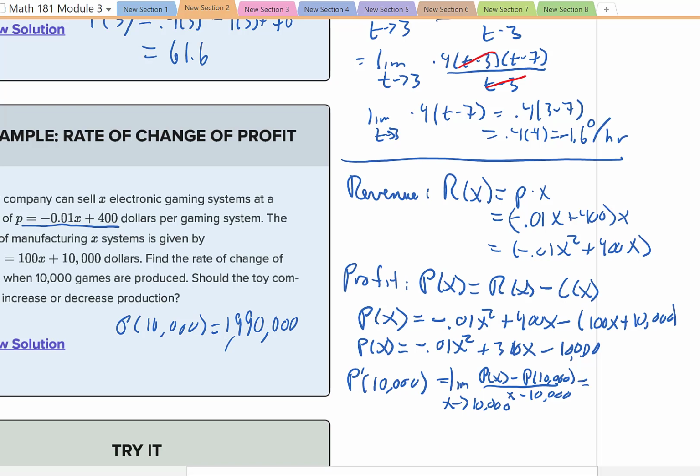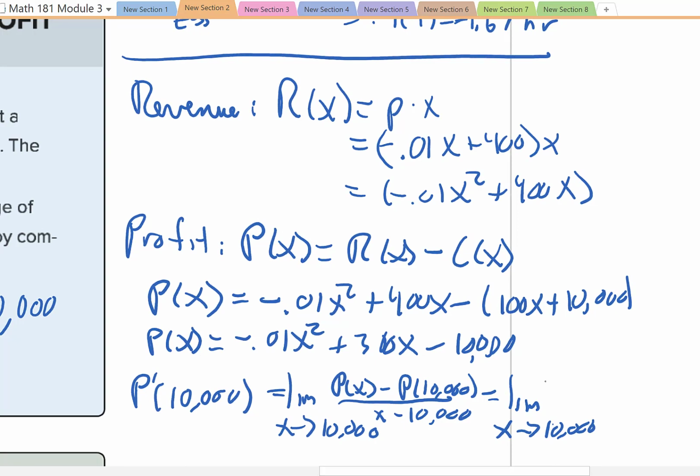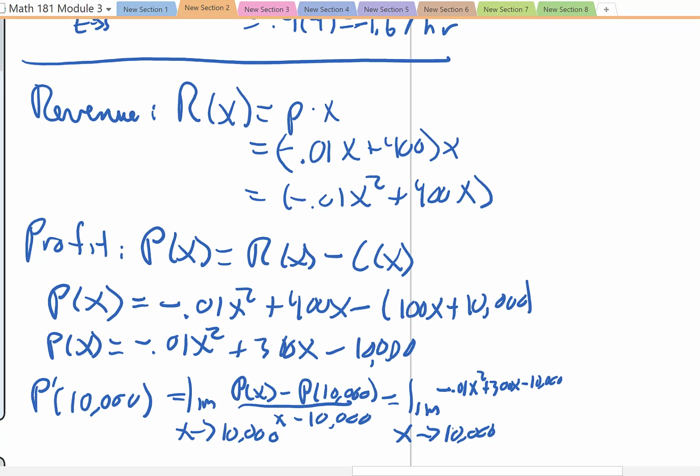So this works out to be, again, we're subtracting this, the limit as x goes to 10,000 of negative 0.01x squared plus 300x minus 10,000, and then minus that 1,990,000.